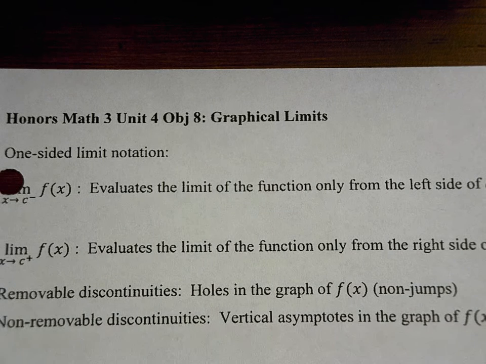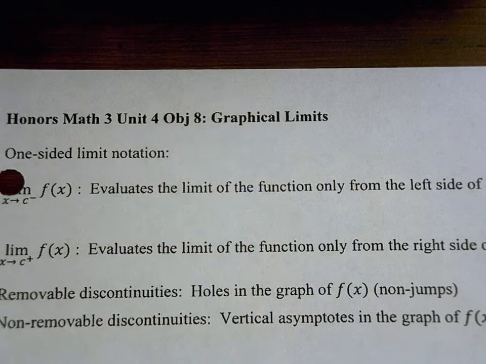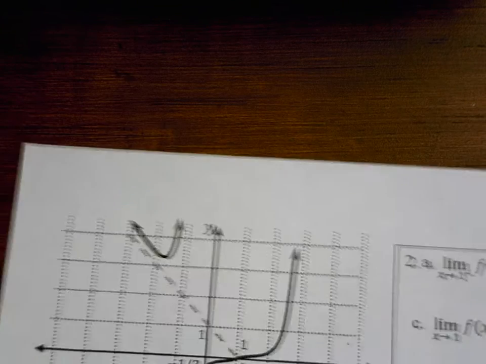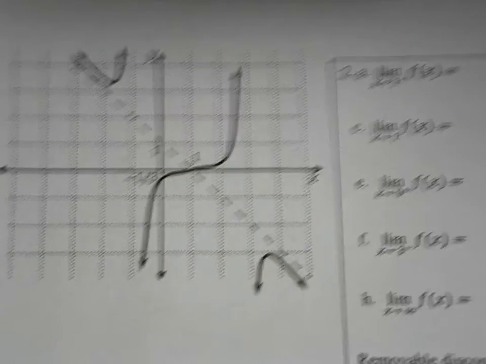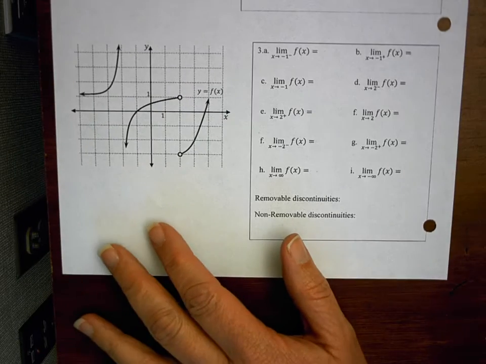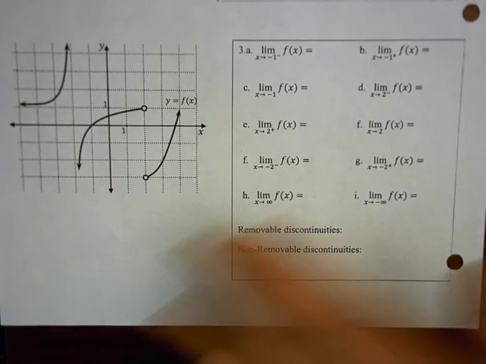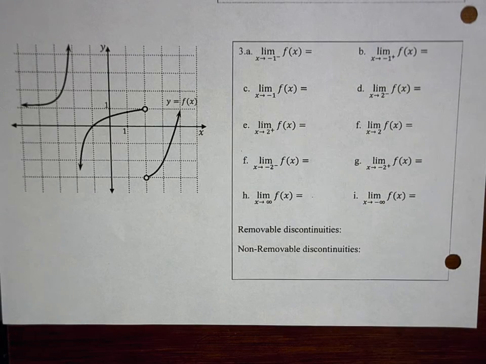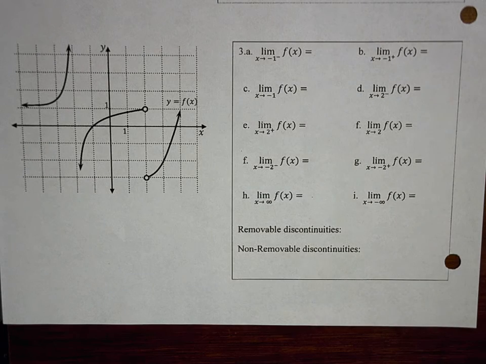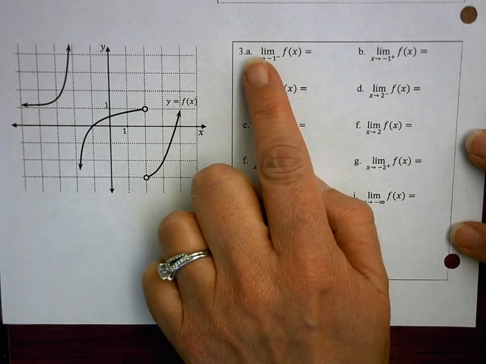Okay, this is the homework help video for Honors Math 3, Unit 4, Objective 8, Graphical Limits. So we're going to take a look at the back side. So question number 3. Okay, so for question number 3, we're going to just jump around a little bit. So I'm going to take a look at 3a.